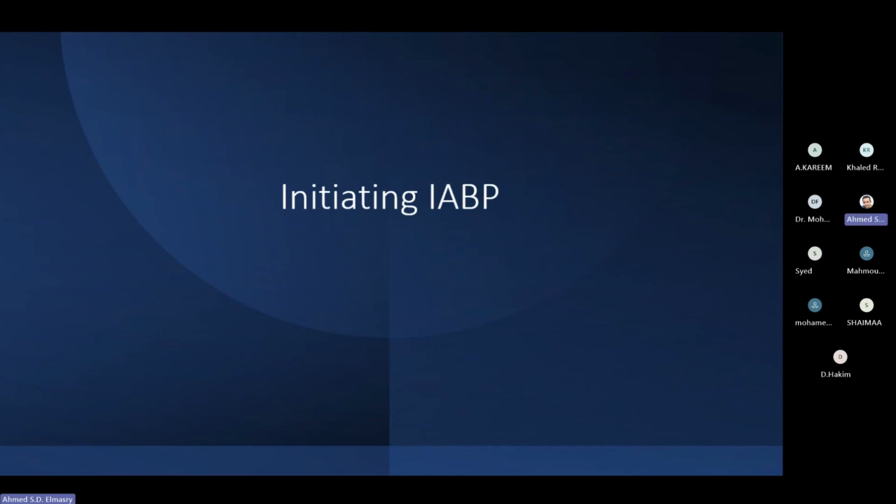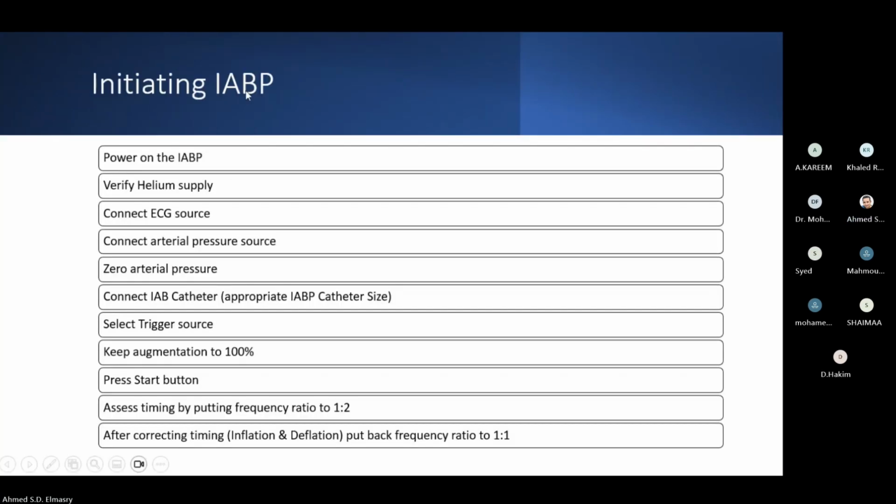Initiating the intra-aortic balloon. When you put the catheter and you connect the catheter and all the connections to the device, you should put the intra-aortic balloon on and verify the helium supply, then connect the ECG source, connect the arterial pressure source, and then you will go to zeroing of the arterial pressure. Then you will connect the intra-aortic balloon catheter.